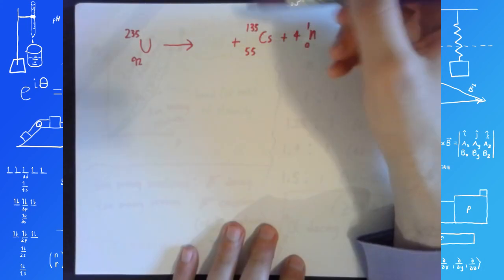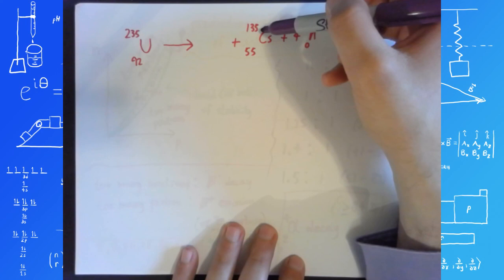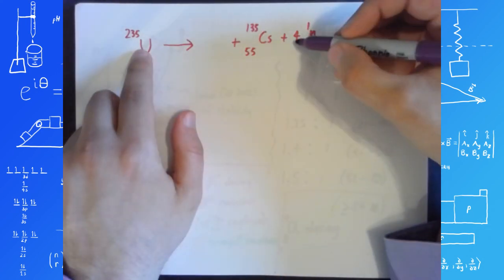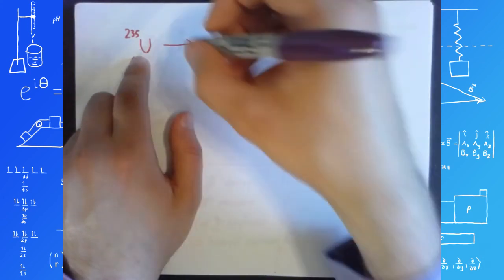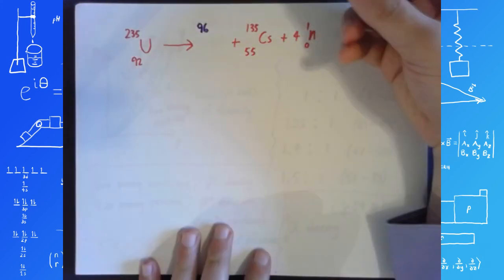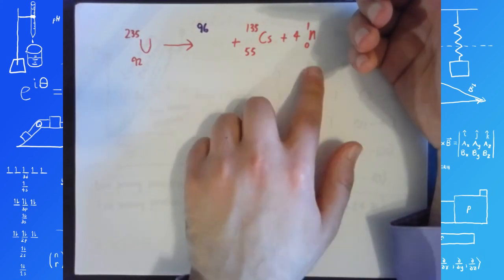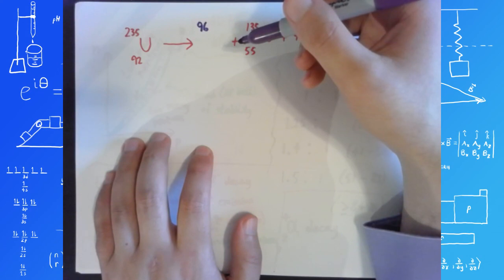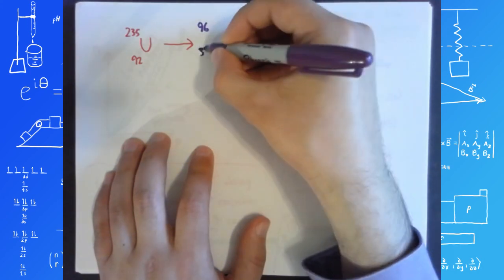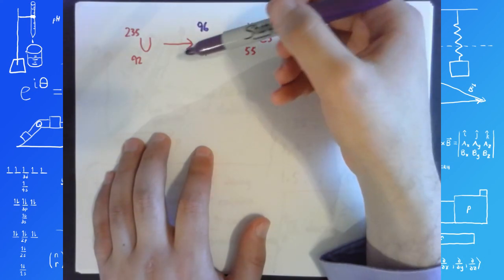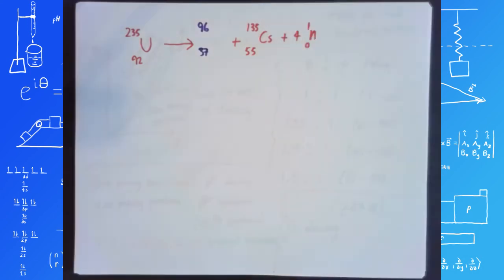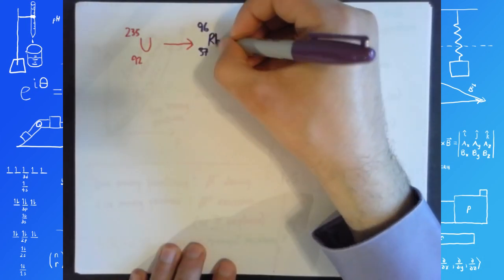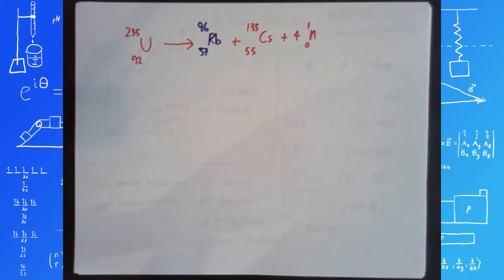Okay, so 235 minus 135 is 100. And then you're also going to subtract 4 times 1, so that's 100 minus 4 is 96. And then we've got 92 minus 55 and also minus 4 times 0. So 92 minus 55, 92 minus 50 is 42, and then minus another 5 is 37. If my math is right, let me double check. 42, 37, yeah. Okay, and element number 37 is rubidium. So this is rubidium-96. All right, that takes care of that. You know how to do the rest.